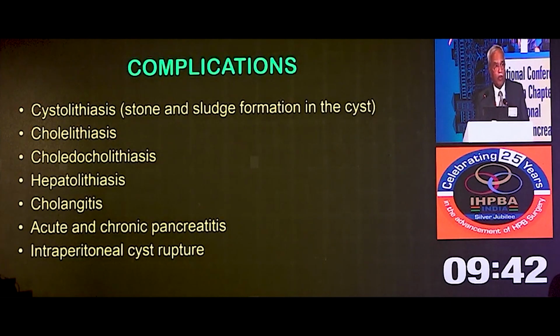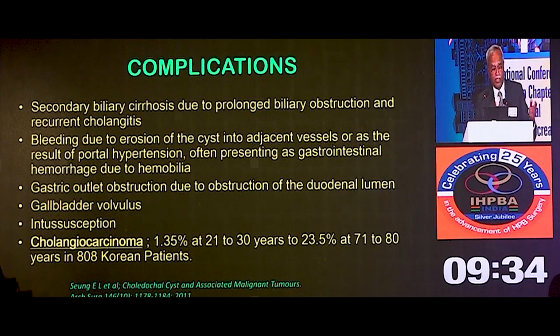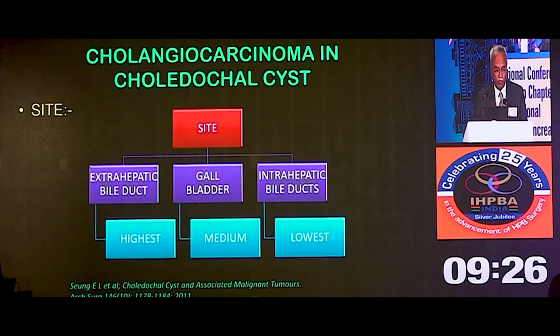Of course, we are all worried about the complications, of which stone formation, acute and chronic pancreatitis, rupture, cholangitis, but more seriously, we have biliary cirrhosis, bleeding because of erosion of blood vessels, gastric outlet obstruction, gastric volvulus, intussusception, but we are most concerned about this disease, cholangiocarcinoma and a choledochal cyst. And as we know that the highest incidence is in the extrahepatic bile duct, medium in the gallbladder, and lowest in the intrahepatic bile ducts.